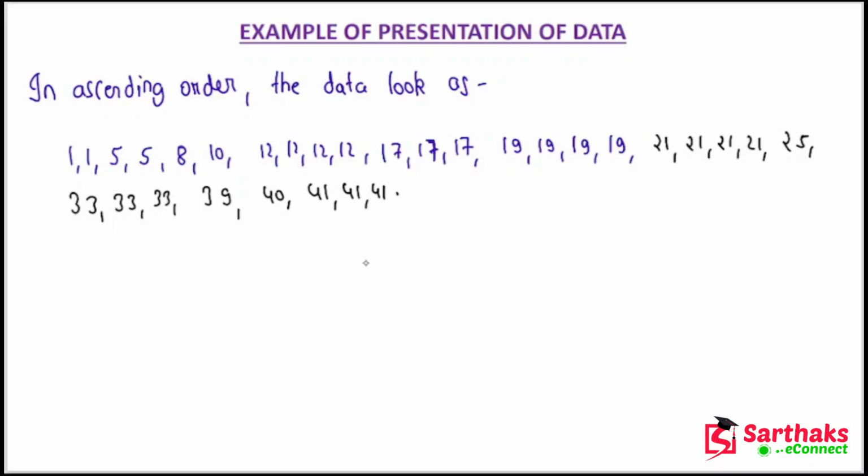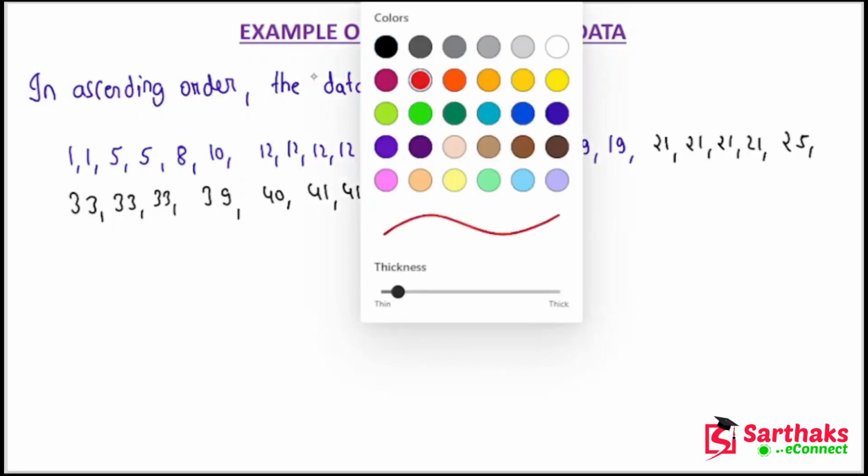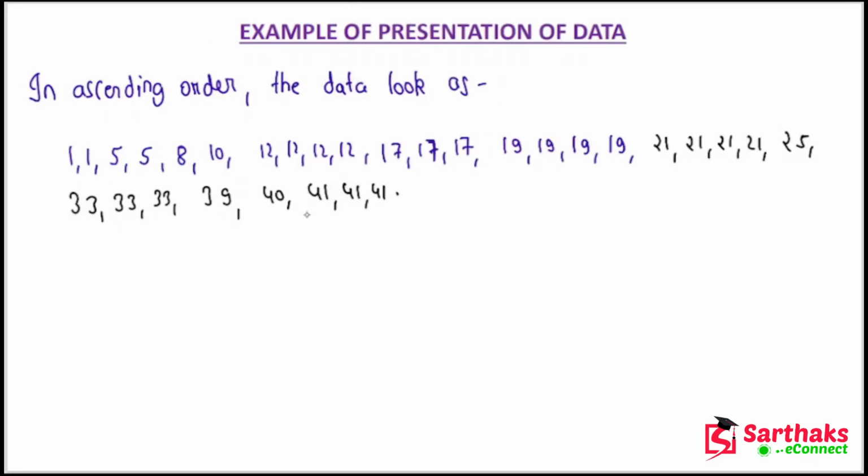Now you can clearly see this data is a lot easier to read, and it looks nice because you know who got the highest marks. Let me underline it. These 3 students got the highest marks and these 2 students got the lowest marks. So what is the highest mark in the test? 41. Okay. And what is the lowest score? That is 1.